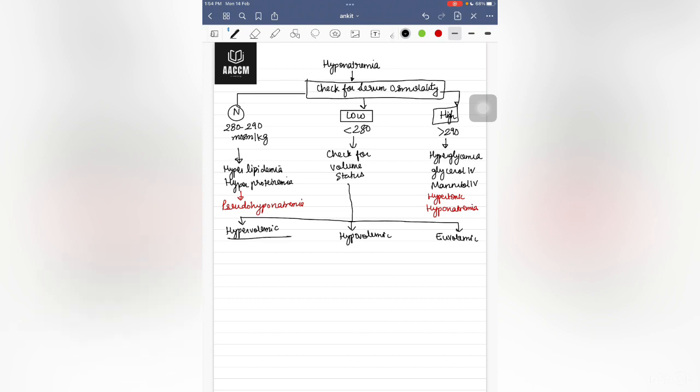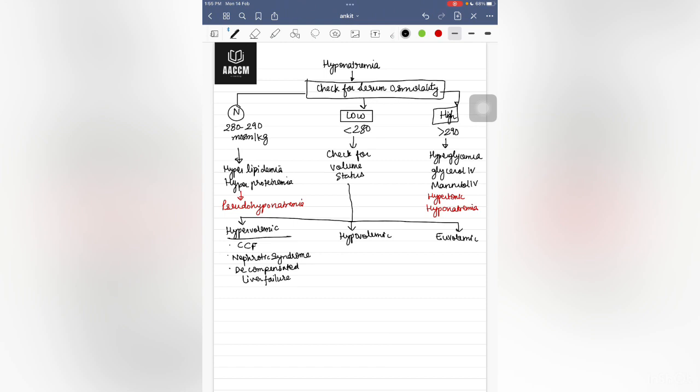Hypervolemic states like CCF or congestive cardiac failure, nephrotic syndrome, decompensated liver failure. In these three situations, what will happen? I'll explain this in the next video, how hypervolemic states in this kind of situations will affect the sodium levels in the body. As of now, you should just remember that in hypervolemic states like CCF, nephrotic syndrome, and decompensated heart failure, serum osmolality will remain low.